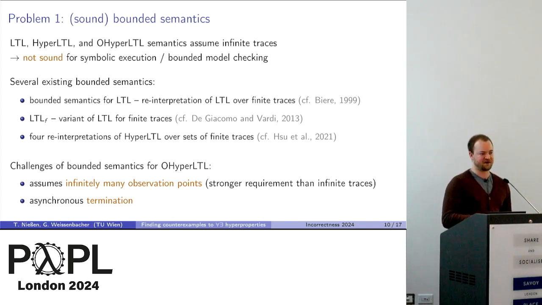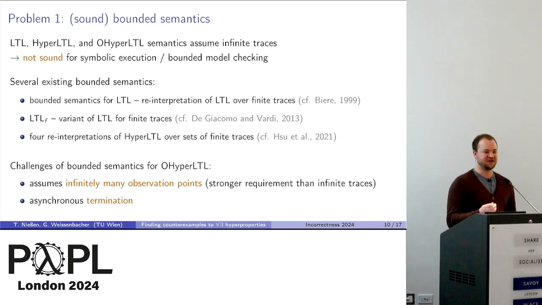So we want to have arbitrary predicates from our theory in our formulas, and we want to be able to synchronize asynchronous behavior. For OHyperLTL, as I said already, the logic assumes infinitely many observation points, which makes it difficult to redefine these semantics properly. And we also have the big problem of asynchronous termination.